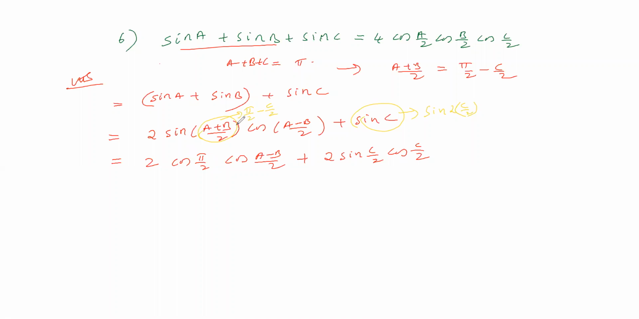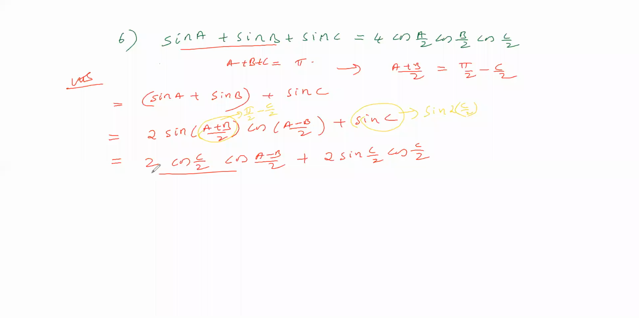Sorry, here sin(pi by 2 minus theta) is cos theta. Sin(pi by 2 minus theta) is what for? Cos theta. So cos C by 2, and sin C by 2. This is sin(90 minus theta) equals cos theta. Now listen here, what terms are common here? Cos C by 2 and cos C by 2 are common.